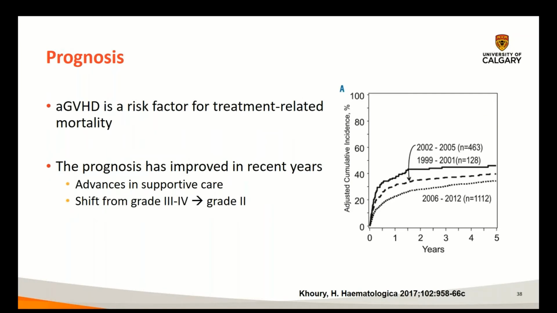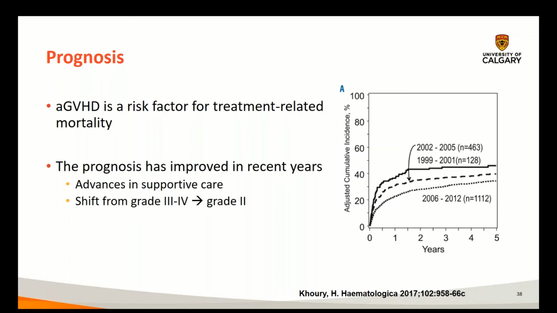In terms of prognosis, it's not surprising that acute graft versus host disease is a risk factor for treatment-related mortality. But the good news is that the prognosis of acute graft versus host disease has improved in recent years. And so on the right here is a CIBMTR study again, showing the cumulative incidence of treatment-related mortality for patients with acute graft versus host disease in 3 different time periods. And you can see that in sequential time periods, the cumulative incidence of treatment-related mortality is coming down.